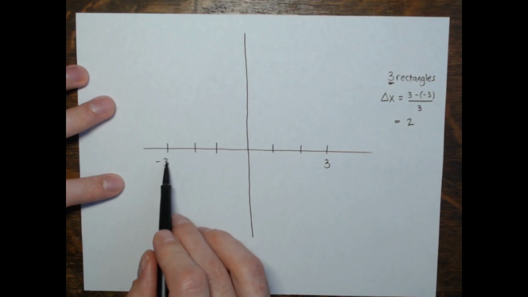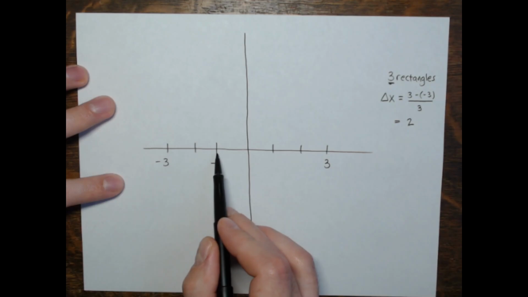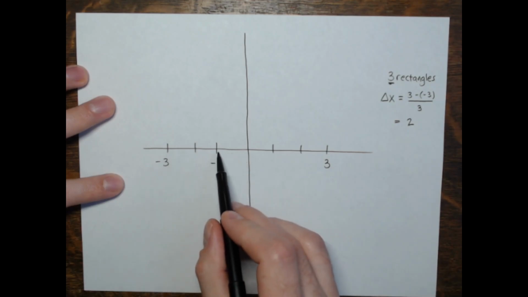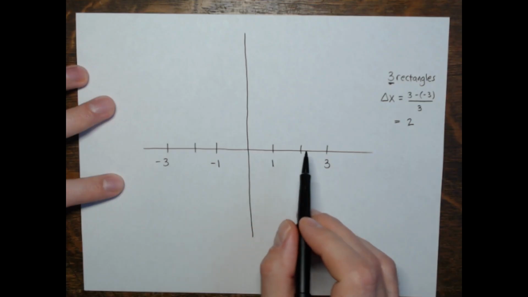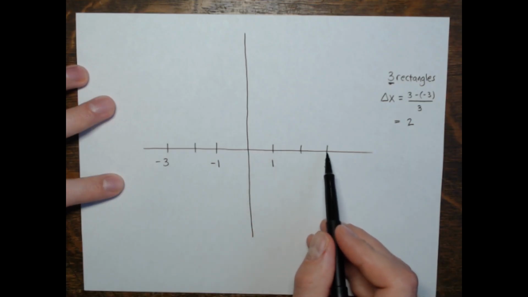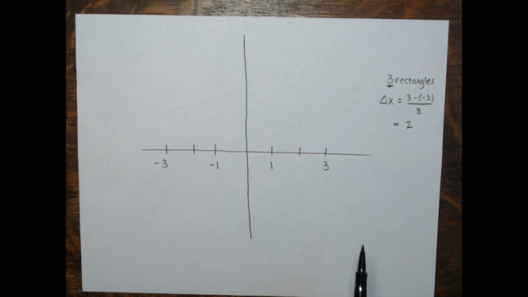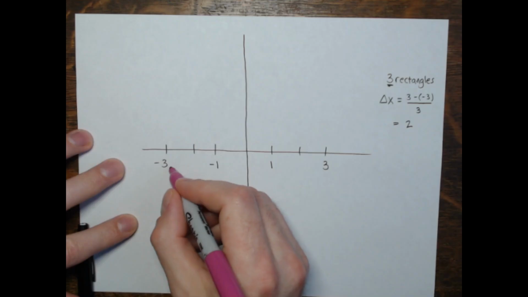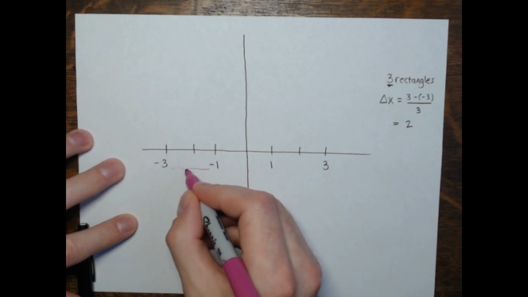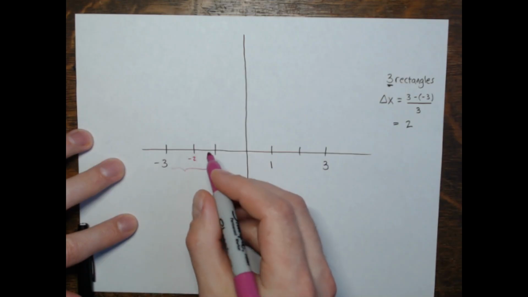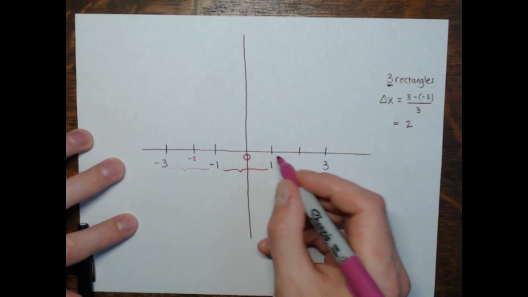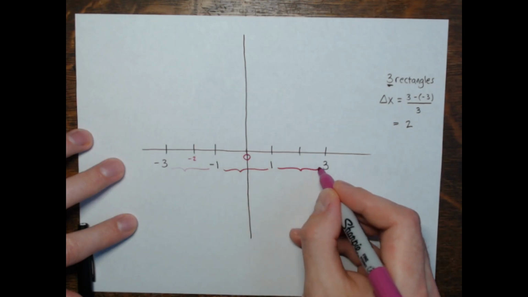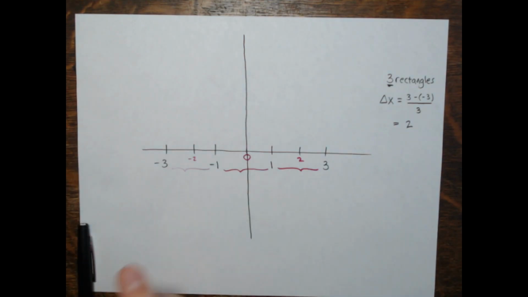So -3 will be the left end, and then -1 will be the right end of the first piece, and then add 2 again for +1. So there's -1 to 1 for the second piece. And then, add 2 again for 1 to 3 for the third subinterval. So they're asking me to plug in the midpoints. So in this first piece here, from -3 to -1, right, the midpoint would be -2, the value in between. And then in the next subinterval, the midpoint will be 0. And then in the interval from 1 to 3, the midpoint is 2. So I'll get some points there.